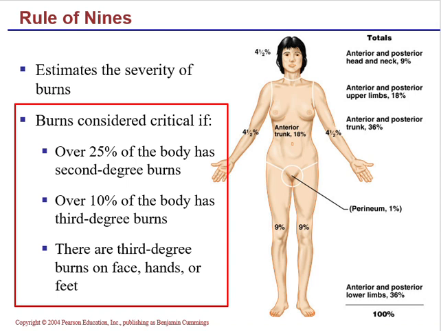Well, if we look closely at the image on the right, we can kind of see where we're getting these percentiles. For example, the anterior and posterior head and neck, they count for 9%. The anterior and posterior upper limbs, 18%. Anterior and posterior trunk, 36%. Your perineum is 1%, and the anterior and posterior lower limbs are 36%. And depending on if it's just front or back, there's lower percentages that we're adding together. And that's how we get the overall percentile in order to estimate the severity of burns.